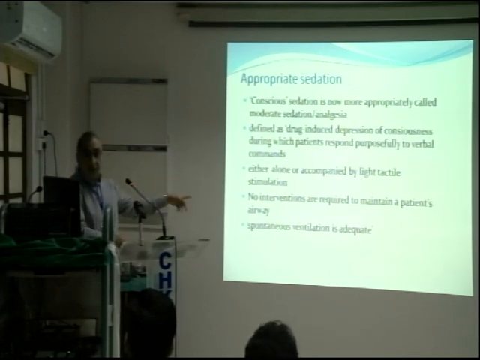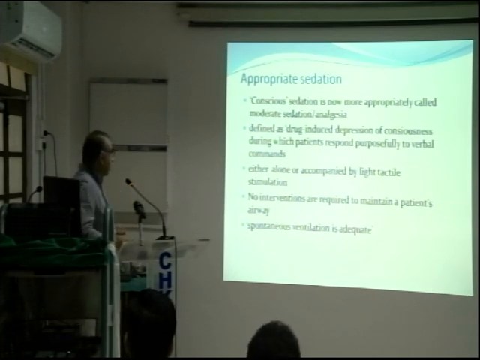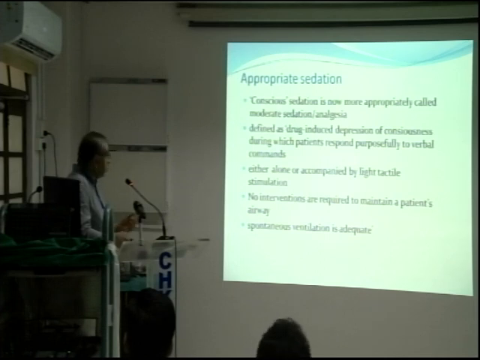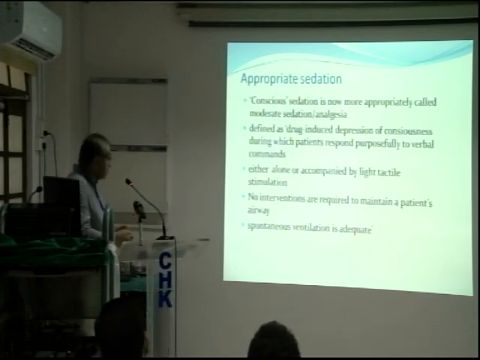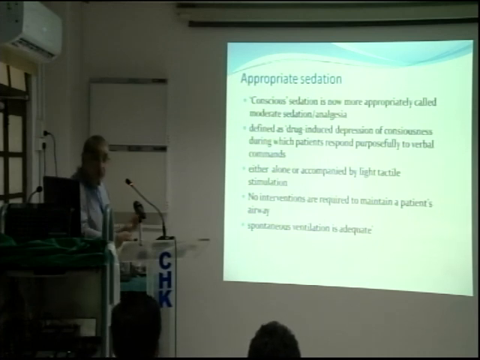more important than all of that is the clinical contact, right? So they should be able to respond to tactile stimulation. No intervention should be required to maintain the patient's airway, and spontaneous ventilation is adequate, which you can tell by their O2 saturation.